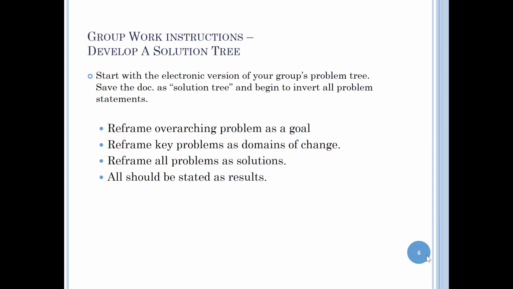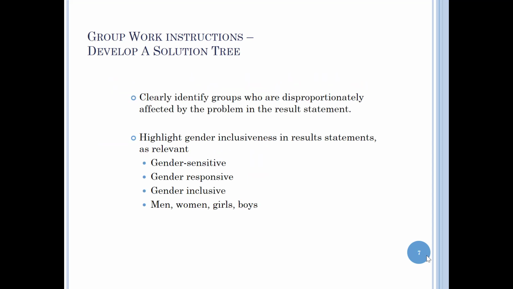Don't forget as well the what, the where, and the who. This is also an important issue when you are expressing your solutions, the statements about your solutions. Try also to clearly identify the groups who are disproportionately affected by the problem in the result statement. If you have vulnerable groups, express them also in your problem tree.